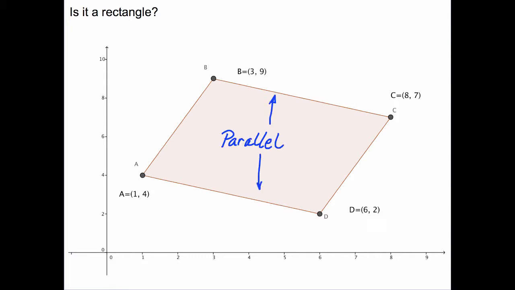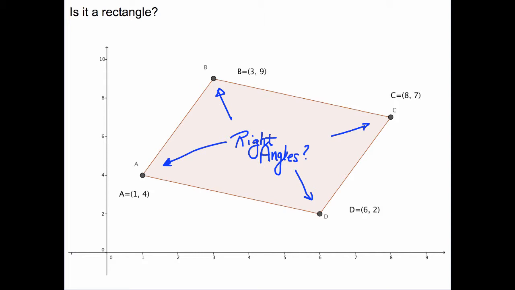Now here's how you might approach answering that problem. In a rectangle or parallelogram, those opposite sides need to be parallel, and this pair of opposite sides need to be parallel. So you need to show that both of those are parallel. And if it's really a rectangle, you need to show that all four of the vertices have right angles.